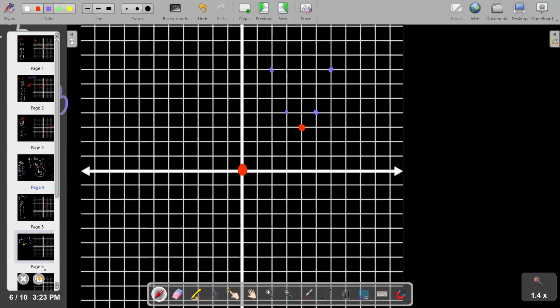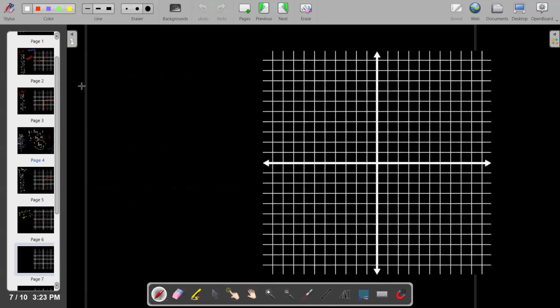Let's try another transformation. How about y equals the negative of the absolute value of x minus 2? How many transformations do you see?